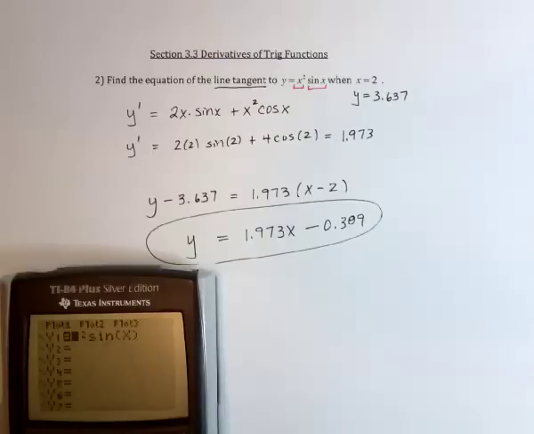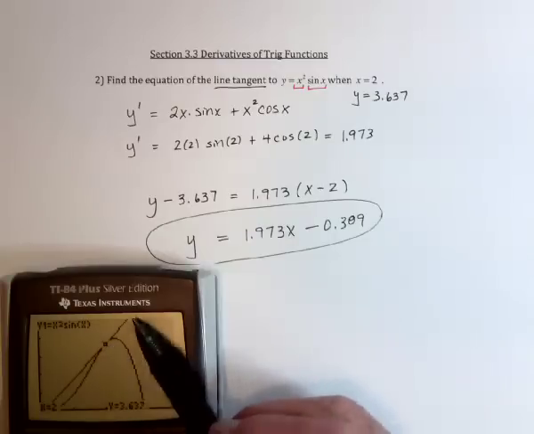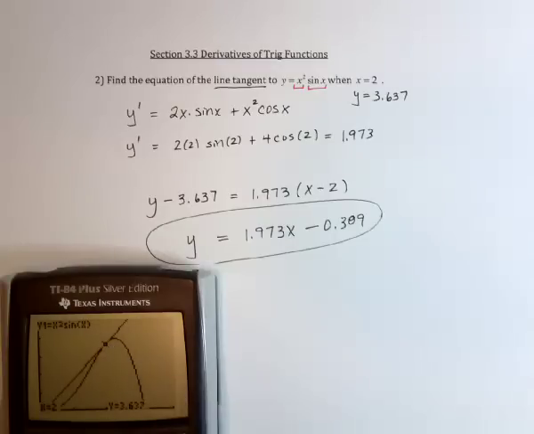So let's see. Y equals 1.973x minus 0.309. And that seems to be it. You can also trace, and again there's the 2. So sure enough, it basically grazes the graph right there. And then keeps going. That seems to be it.